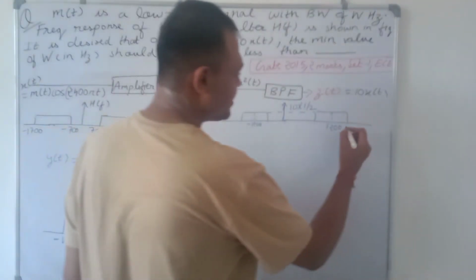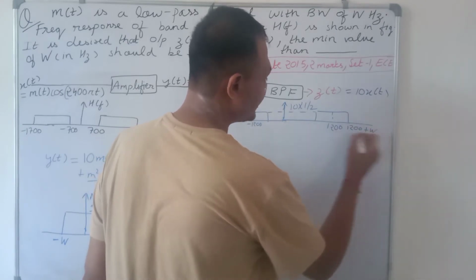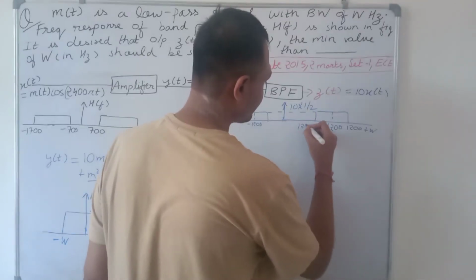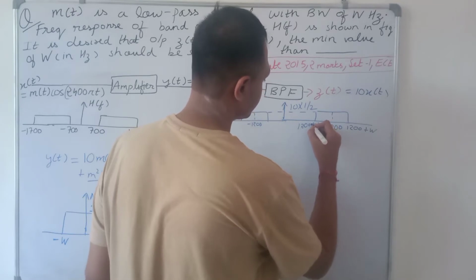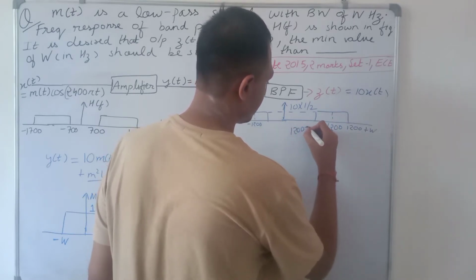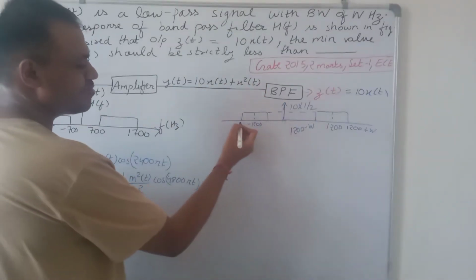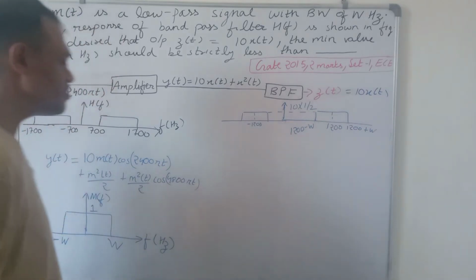And this frequency will be 1200 plus W, and this frequency will be 1200 minus W. Similarly, this will be minus 1200 plus W, and this will be minus 1200 minus W.